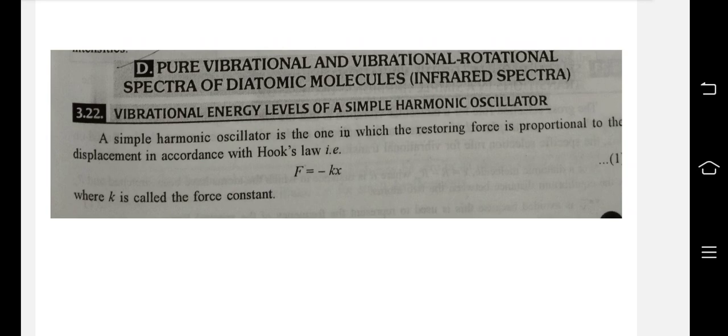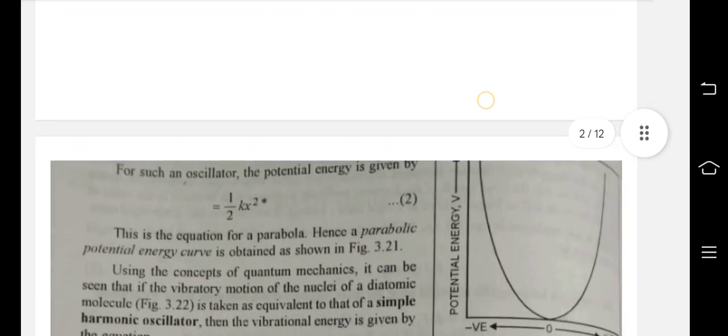Today we will read vibrational spectroscopy. So, first section is vibrational energy levels of a simple harmonic oscillator. A simple harmonic oscillator is the one in which the restoring force is proportional to displacement in accordance with Hooke's law. That is, F is equal to minus kx, where k is called the force constant.